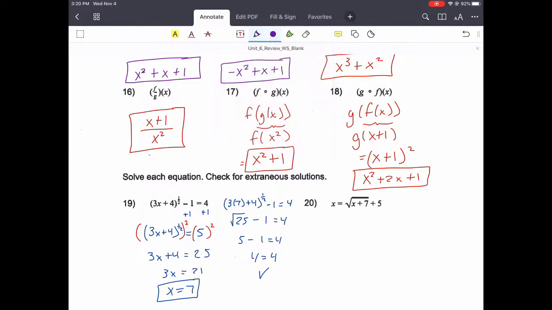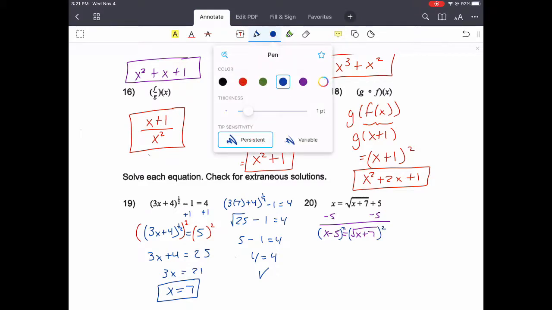All right, second problem. We want to solve this. x equals the square root of x plus 7 plus 5. We need to move the 5 to the other side. So x minus 5 equals the square root of x plus 7. We're going to go ahead and square both sides of this in order to get rid of the square root. So we're going to raise it to the second power.